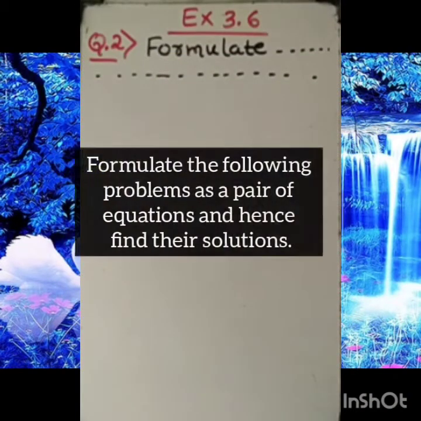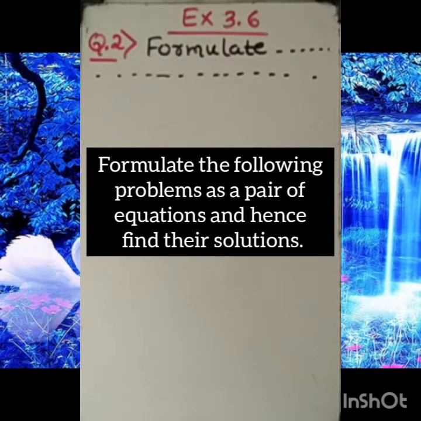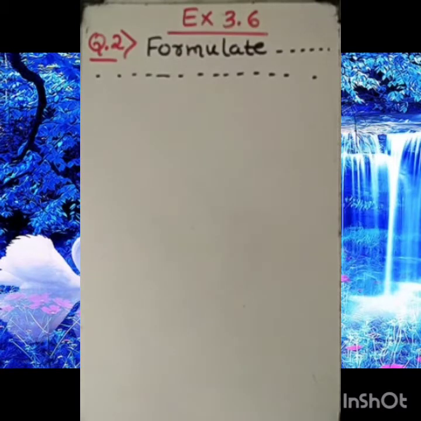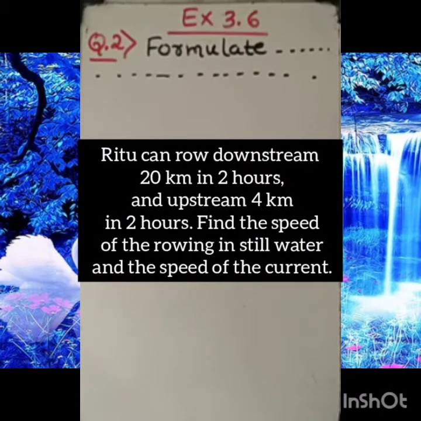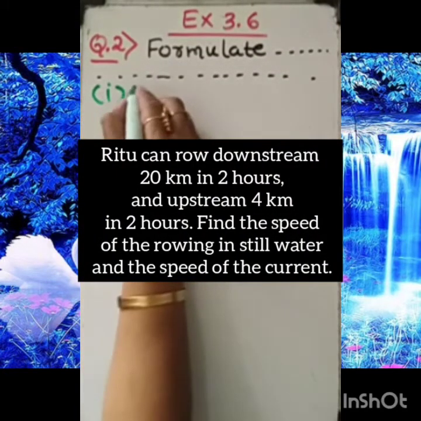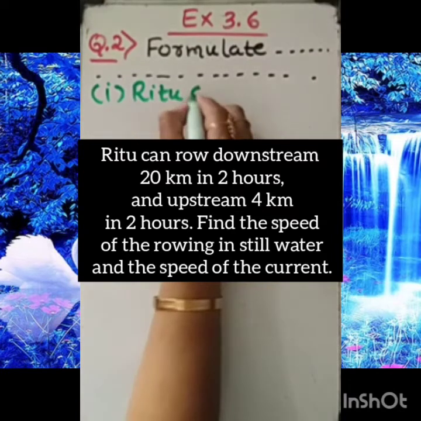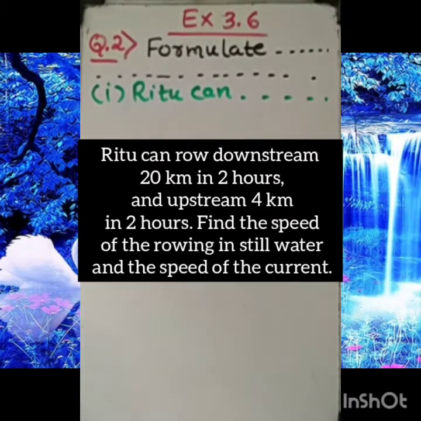Right here, we are given: formulate the following problems as a pair of equations and hence find their solutions. In that, the first question is: Ritu can row downstream 20 kilometers in 2 hours and upstream 4 kilometers in 2 hours. Find the speed of rowing in still water and the speed of the current.